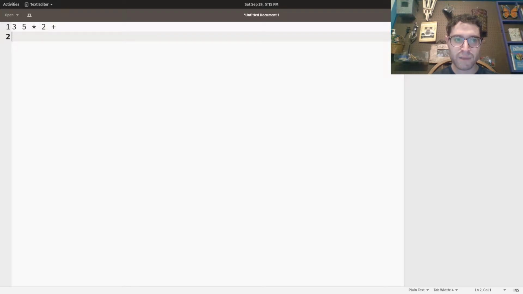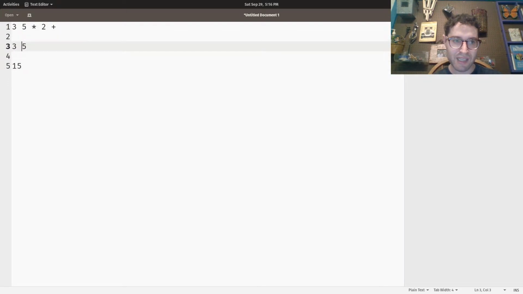The way it works is that we scan through our expression, and as we see an operand, we add it to the stack. When we see another operand, we add it to the stack. And then once we see an operator, we pop off the 2 operands. So I'm going to pop off the 5, and then I'm going to pop off the 3. And I'm going to multiply them, apply that operator on them, and put the result on the stack. I'm going to push the next thing onto the stack.